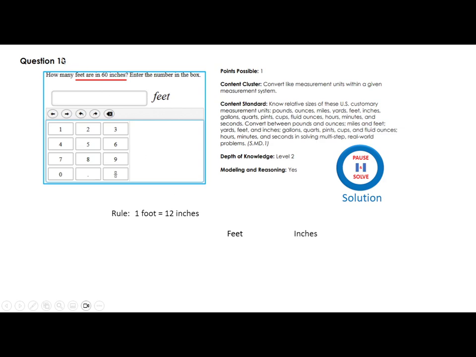Now we have the relationship between feet and inches. So 1 foot, 12 inches. Here we have 60 inches, so I have to put it under the inches, 60 inches. And this is unknown, the number that we are trying to find. You multiply these two, and you divide by this. It's called cross multiplication. Multiply these two, divide by 12. 60 times 1 is 60, divided by 12 is 5 feet.